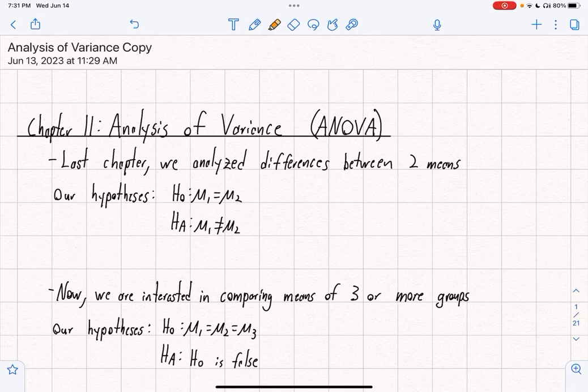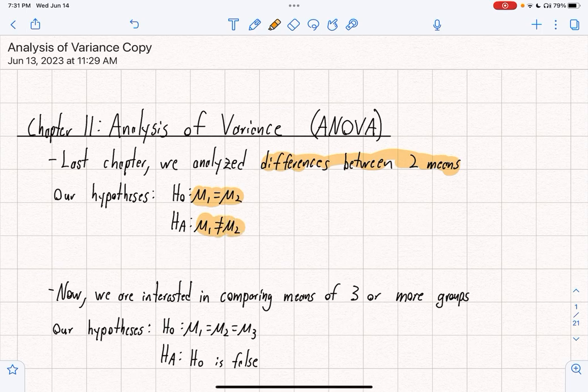Okay, we're starting chapter 11 today, which is on the analysis of variance, or what we'll just abbreviate as ANOVA. So in the last chapter, chapter 10, we analyzed differences between two means. And our hypotheses look something like this. We had mu1 equal to mu2 as our null hypothesis, and the alternative was that they were different from one another.